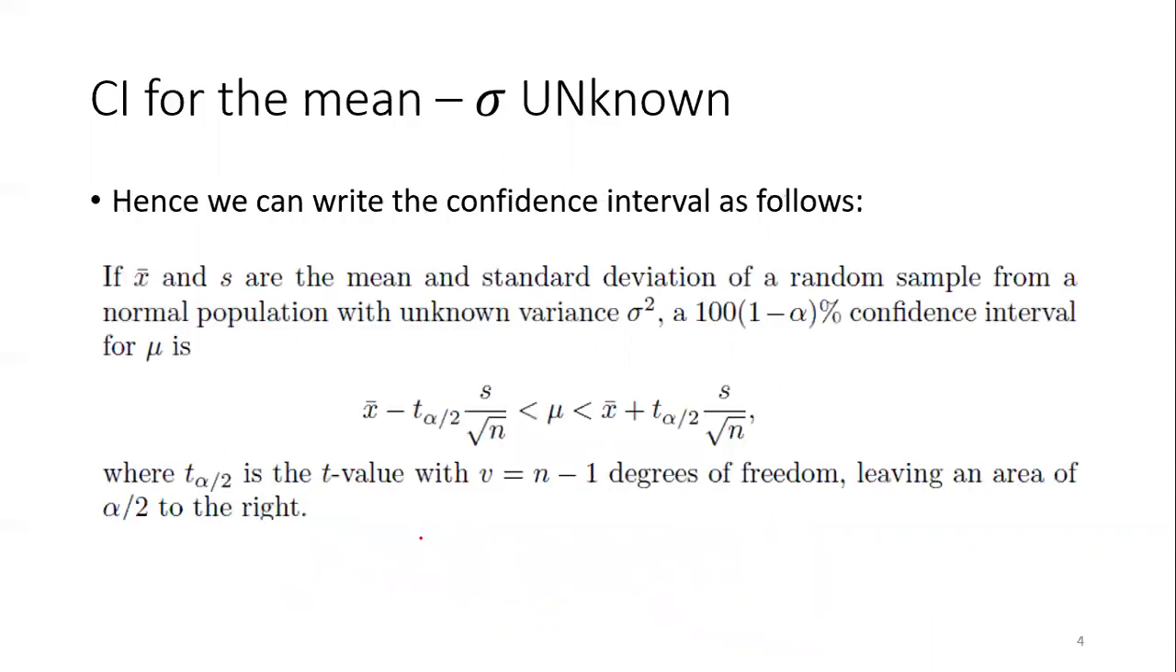Okay. So we can just write the confidence interval as follows. So if x bar and s are the mean and standard deviation of a random sample, okay, then your confidence interval is given by x bar minus t alpha over 2 times s divided by root n and x bar plus t alpha over 2 s divided by root n. Okay? And t alpha over 2, as you might remember, is the t value with n minus 1 degrees of freedom, and it has an area of alpha over 2 to the right.